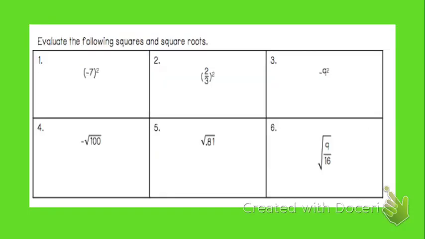Okay, so evaluate the following squares and square roots. So we have negative 7, which is in parentheses, squared. That means negative 7 times negative 7, which gives you 49.